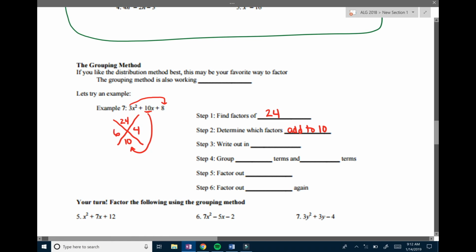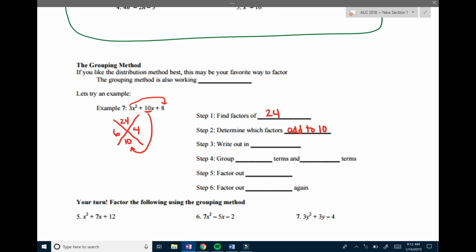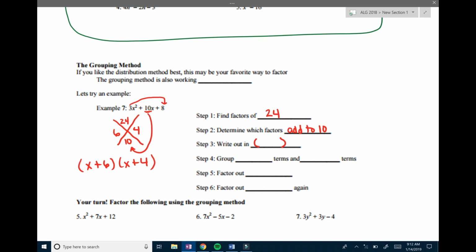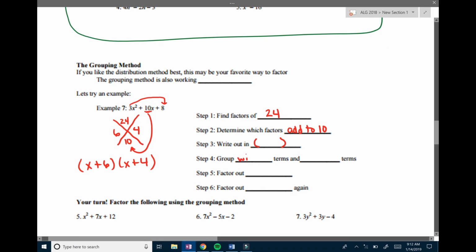Perfect. Now, write it out in parentheses. They both share an x, so you have x plus 6, x plus 4. Now we grouped them with x terms and repeated terms. What that means is you just took your x here and repeated it and put another x there.